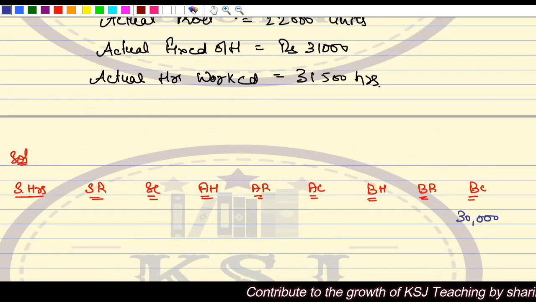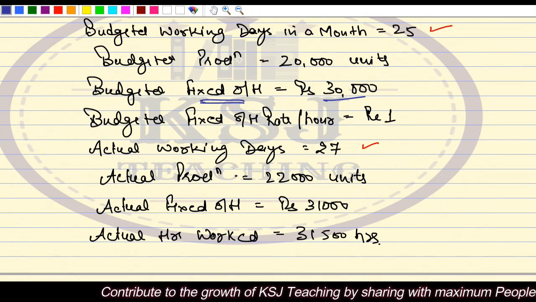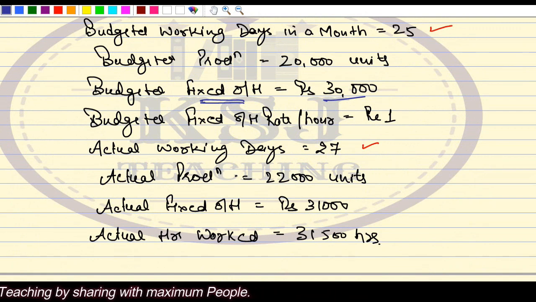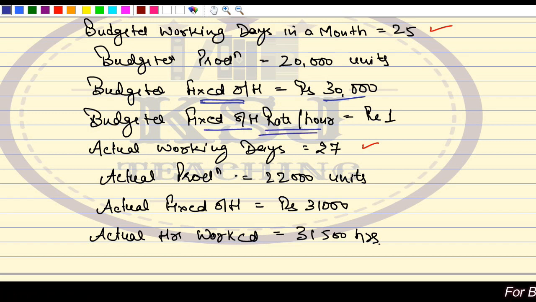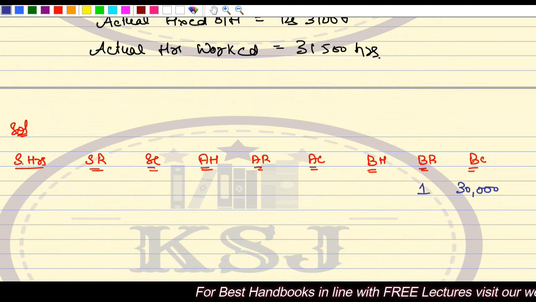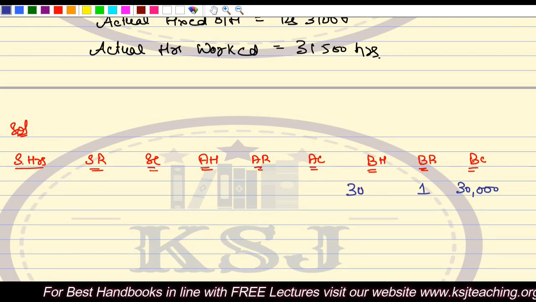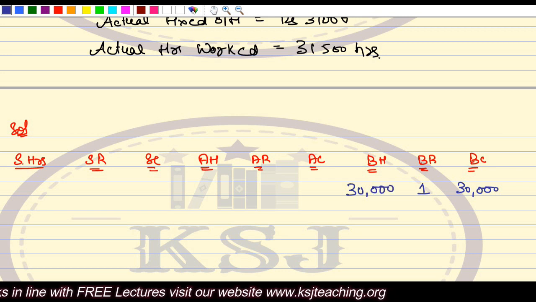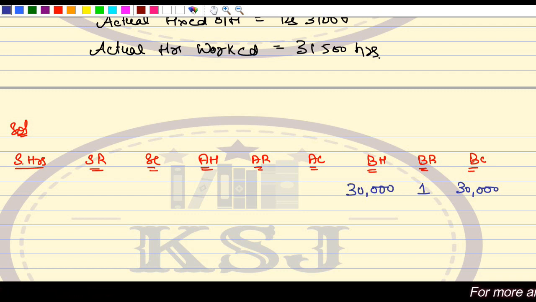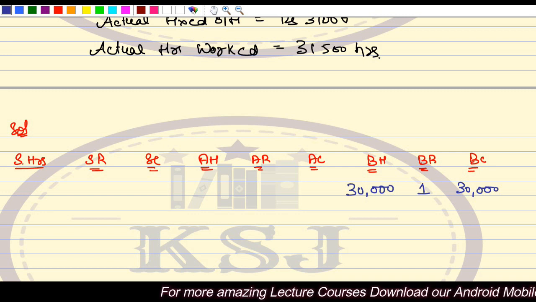Now, the budgeted hours are given or no? No, sir. The budgeted hours are not given in this question. But what is given is the budgeted fixed overhead rate per hour, rupee 1. So the budgeted rate is given as 1. So we can calculate the budgeted hours, 30,000. Any doubts? In this question, the budgeted cost is given 30,000 and the budgeted rate per hour is given 1. So we can calculate the budgeted hours, that is 30,000 from here.